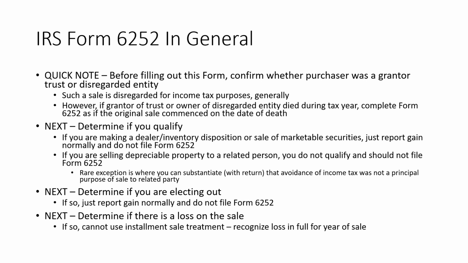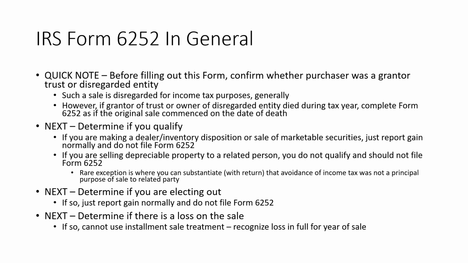Now, later on down the road, if you have a situation where a grantor of a trust or the owner of the disregarded entity dies during the tax year, then the sale is treated as if it takes place at the time of death. So what you do is complete Form 6252 for the year of death, as if the original sale commenced on the date of death.